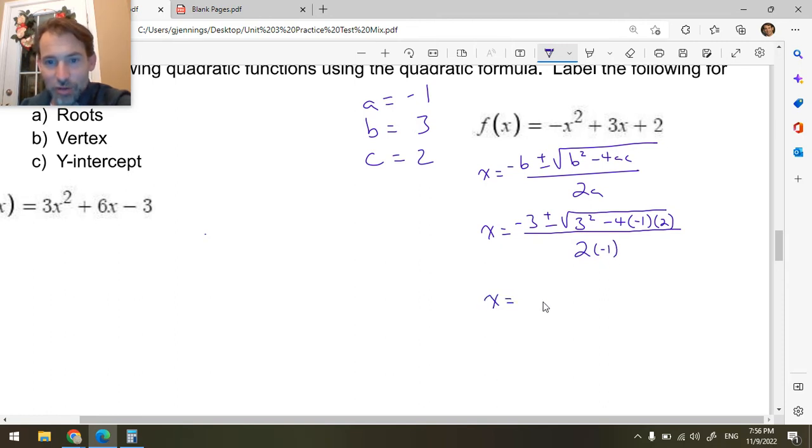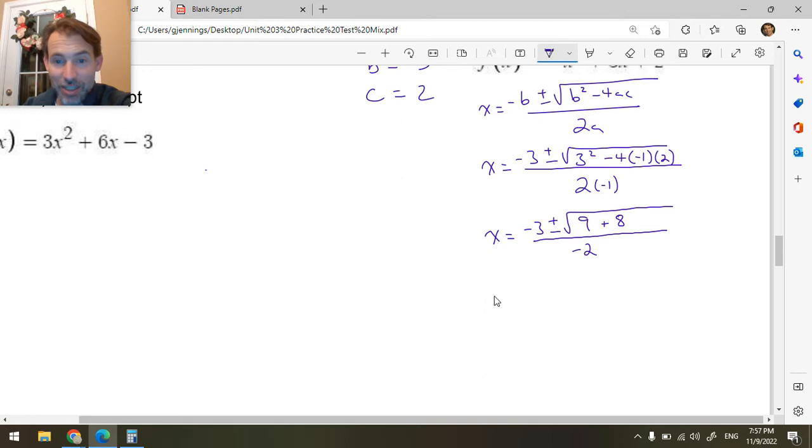Next line, x is equal to -3, just stays -3, hangs out right there, plus or minus the square root of 3 squared is 9. -4 times -1 times +2 is +8. I counted the negatives. There were 2 of them. That makes the result of that multiplication positive. 4 times 2 is 8. All right, so 2 times -1, that's -2. Okay, let's keep going now. 9 plus 8 happens to be 17. So this is x is equal to -3 plus or minus the square root of 17, all divided by -2.